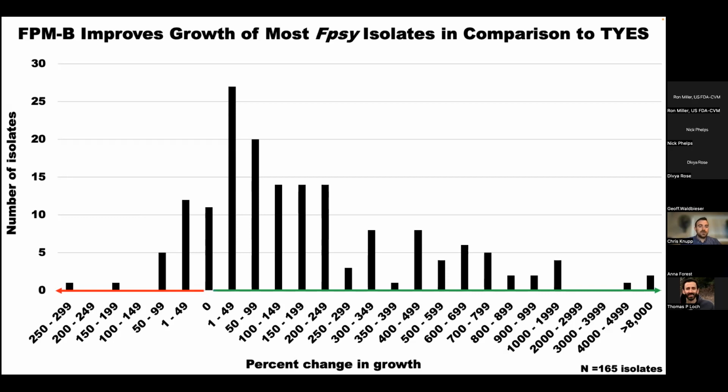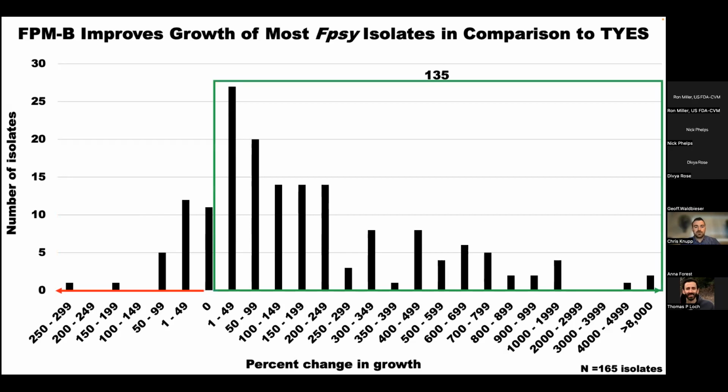And this figure is similar to the last, but instead compares FPMB to TYES. Results were comparable to FPMA and TYES, where some isolates grew better on TYES or growth on FPMB and TYES was equal. But for most isolates, growth was best on FPMB. And again, for some isolates, growth was improved by several hundred or 1,000%.